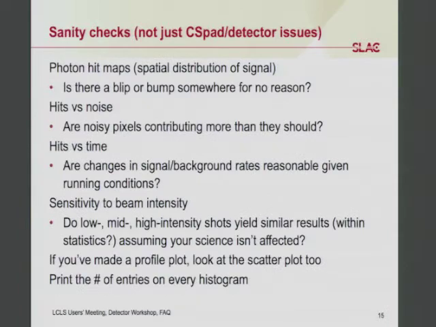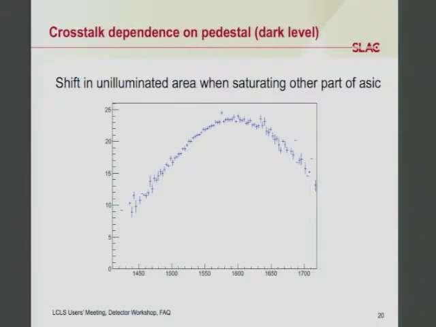So just back on this last point, this is the crosstalk as a function of the dark level in the detector. We measured this by going to our X-ray tube and shining a lot of light on one region of an ASIC and masking another region. And so I look at the shift of the dark level in that unilluminated region when I put a lot of photons in a different part of the ASIC. So this is a low pedestal, and you see that the crosstalk here is about 10 ADU.